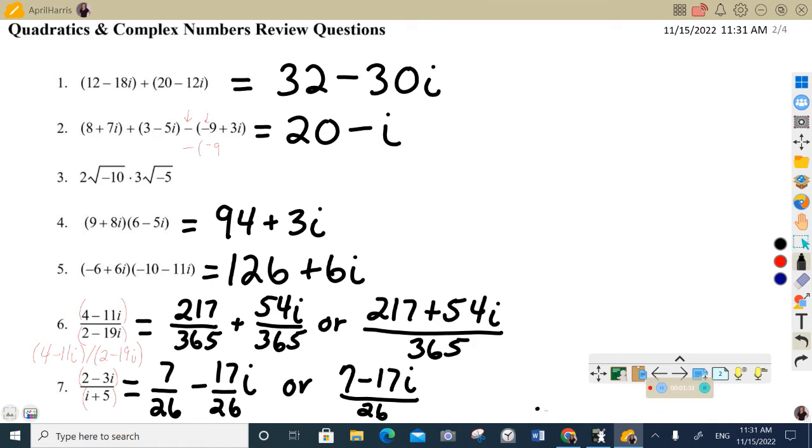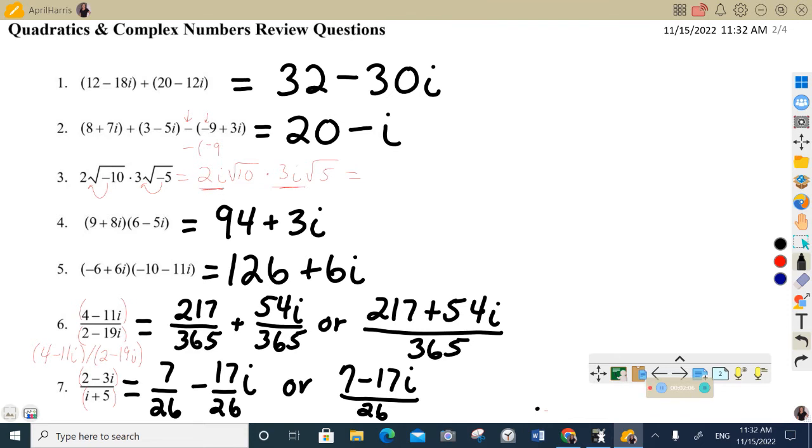So let's go back and talk about number 3. Before you can start multiplying, you have to simplify the radical, okay? Because you have the square root of a negative, you have to simplify the radical. Treat that like parentheses. So the square root of a negative becomes imaginary. So we get 2i radical 10. 10 cannot be broken down. Times the square root of a negative becomes imaginary, 3i radical 5. 5 cannot be broken down. Now you're ready to multiply.